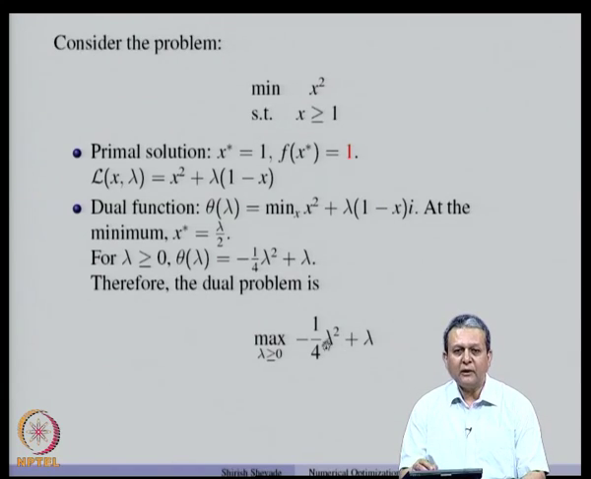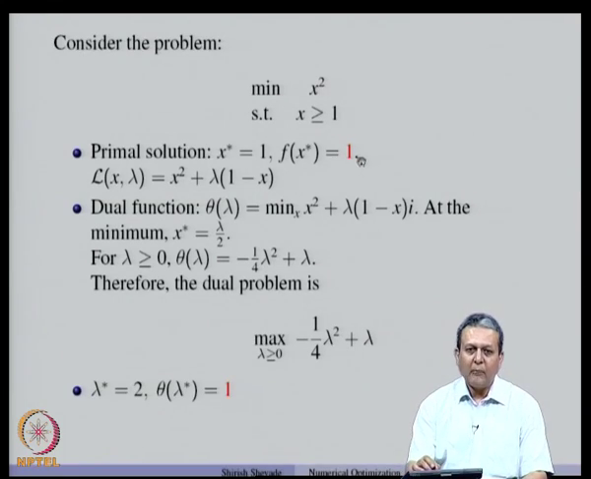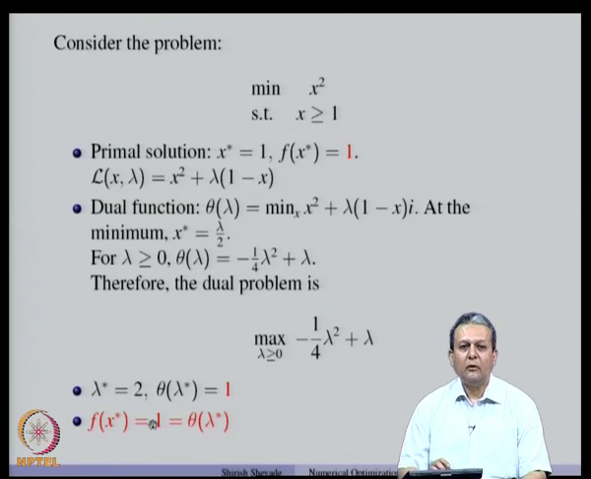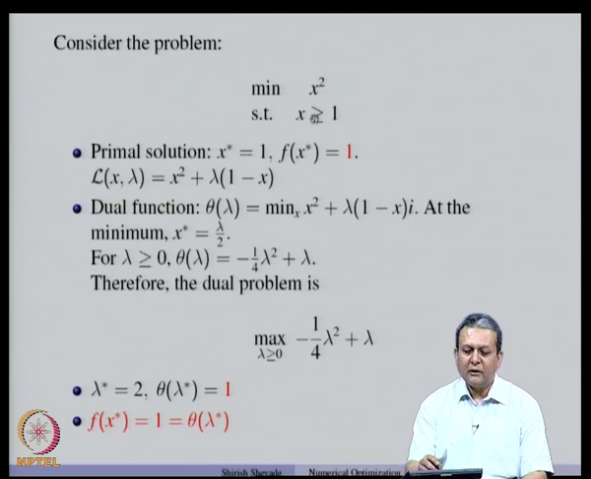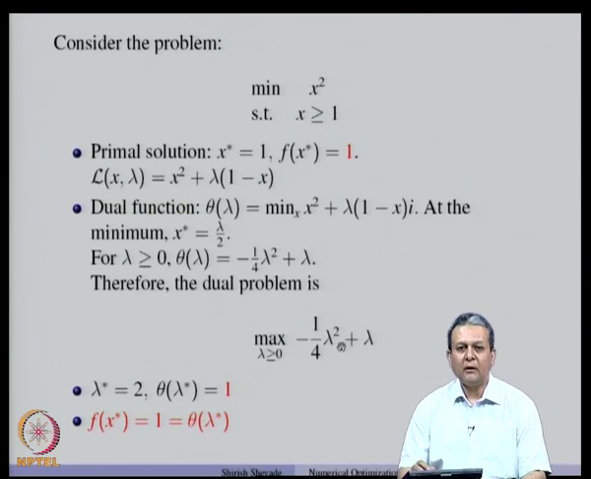Now, suppose we differentiate this and equate it to 0. What we get is lambda star to be 2, and that quantity is greater than 0, so clearly that is a feasible point. At lambda star equal to 2, the objective function will be minus 1 plus 2, which is plus 1. So, lambda star is equal to 2 and theta of lambda star will be 1, and you will see that the optimal primal objective function value is the same as the optimal dual objective function value. By converting this problem to the dual problem and finding the optimal dual value, we got the same optimal objective function value as we would have got by solving the original primal problem.